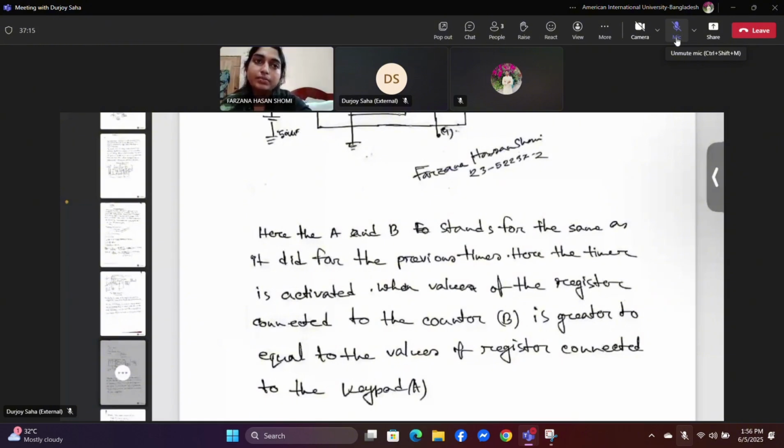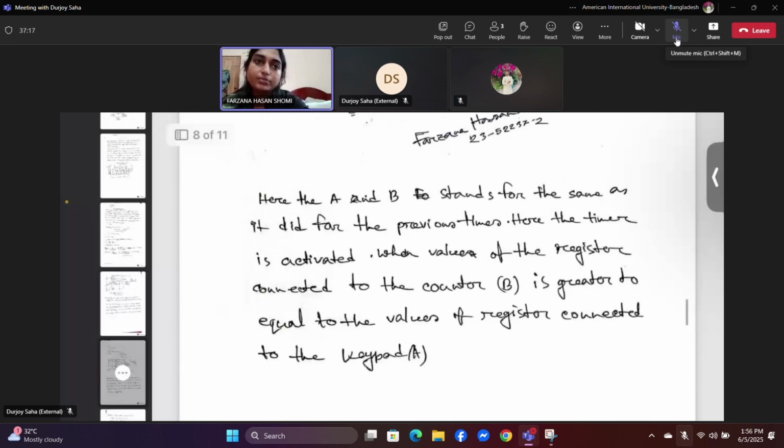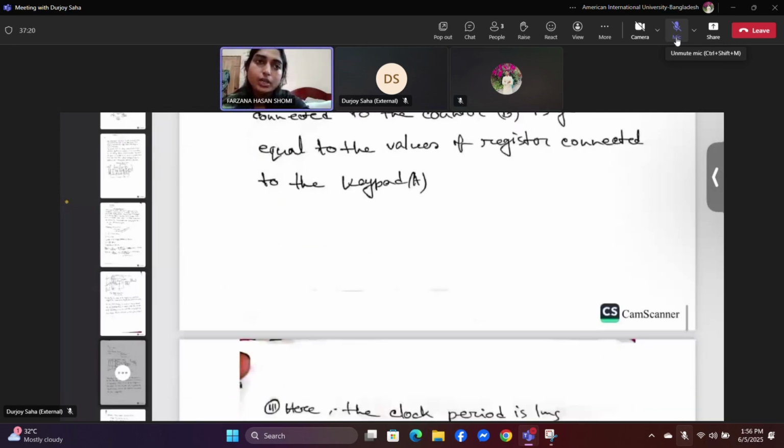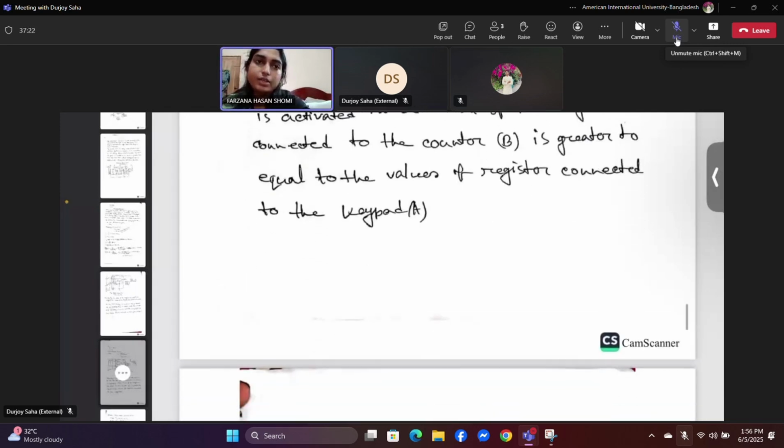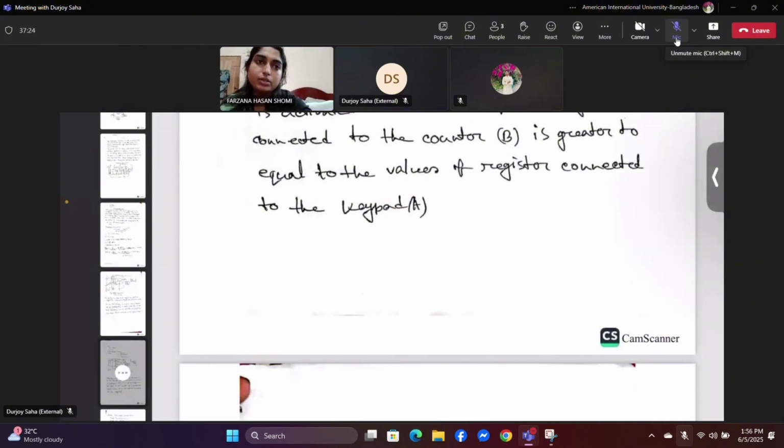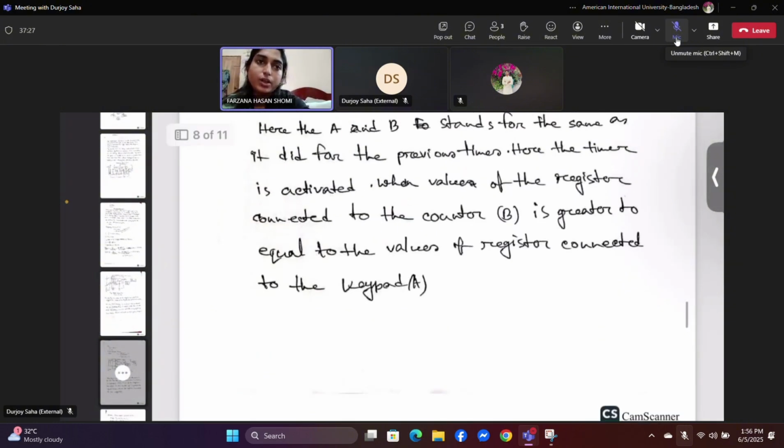In this setup, we use a timer circuit, most likely based on the 555 timer in astable mode, to generate a continuous square wave signal. This signal controls the logic operators in the circuit. The output from this timer circuit is used to drive a comparator that compares two values, A and B. A is the value stored in the register connected to the keypad. B is the value stored in the register connected to the counter.